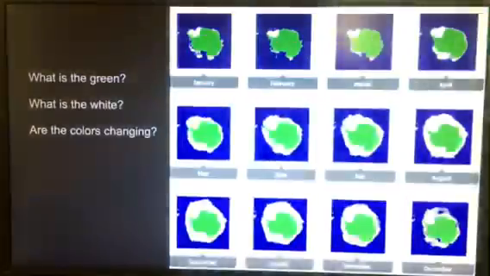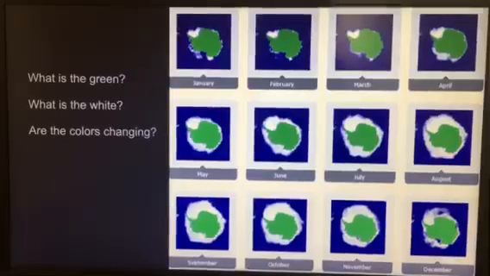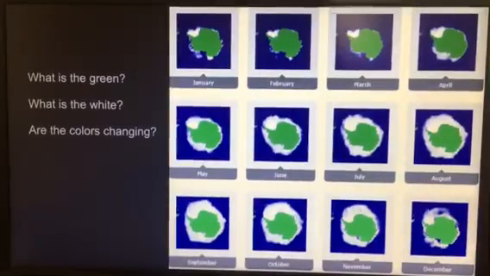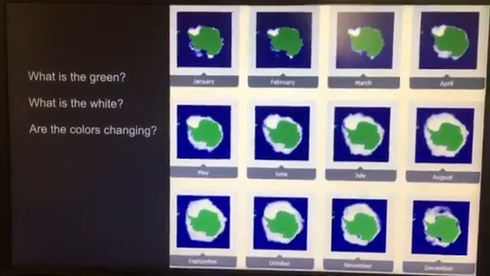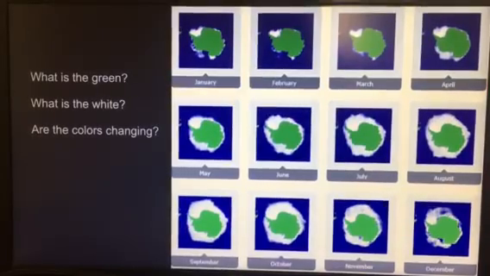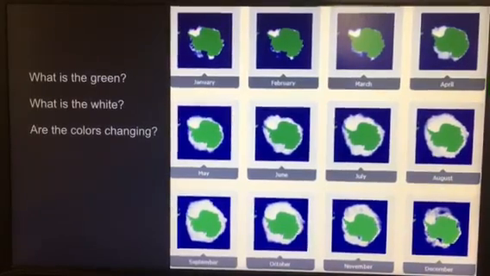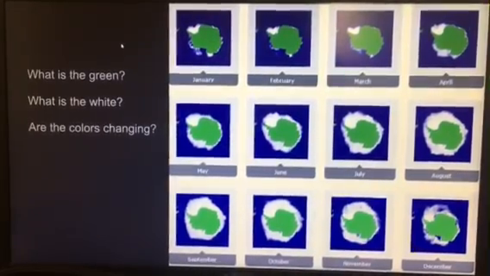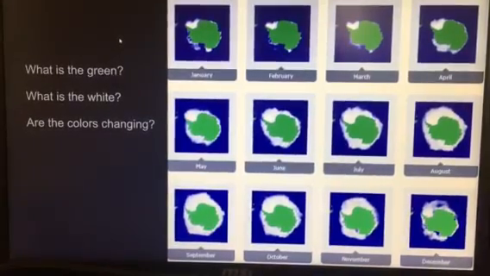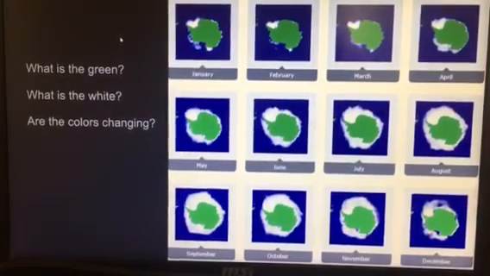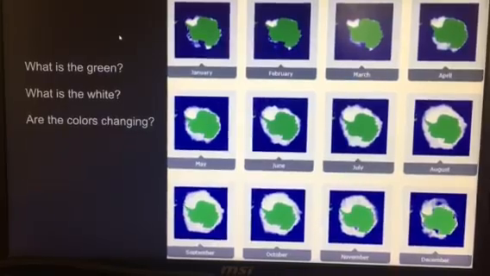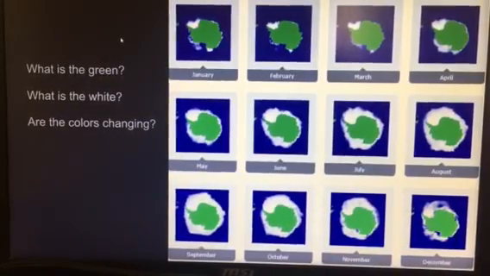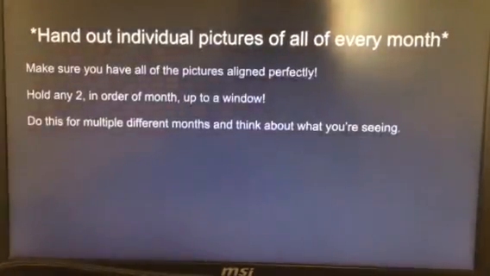And then we go to the next slide, and we have this introduction to this picture here, which is what the rest of the lesson is going to be using a lot. And we're just gonna decide and figure out what all of that means. We're gonna see what the colors are changing, what the months mean, what the green and white is, and then we'll move on a little bit.